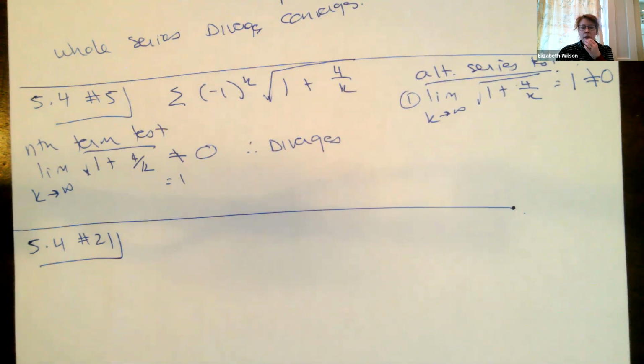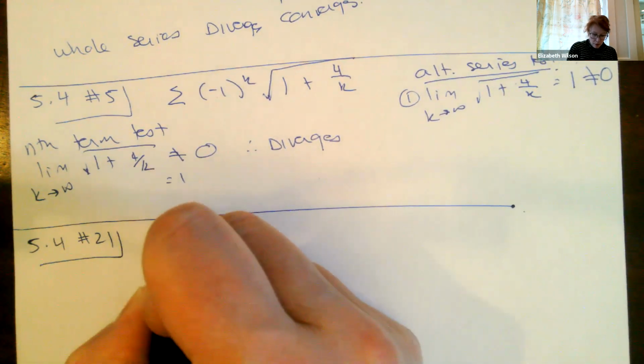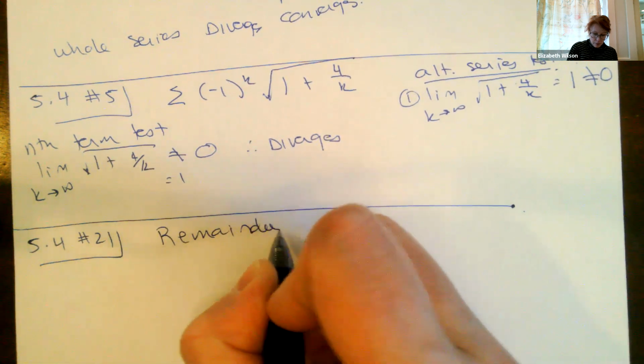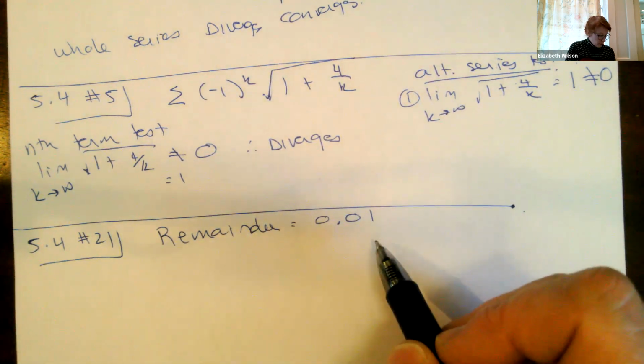So 5.4, number 21, it says, show that the alternating series converges, and give a partial sum, like the sum of the first 6 terms or the first 70 terms or the first million terms. Give a partial sum which estimates the entire sum to within plus or minus 0.01. So what we need to remember is our remainder is equal to 0.01. That's what they want us to do. Let me write down the question here.